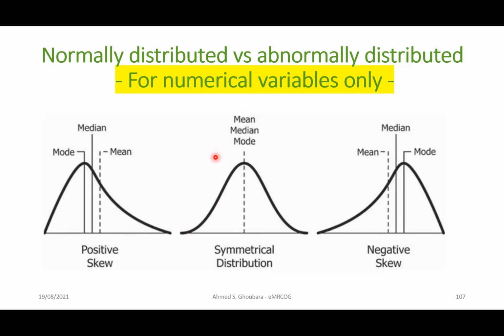If the curve looks like this, so we're perfect. We say that we're normally distributed. By meaning normally distributed, we can use the mean to test the difference between the groups. We call this normally distributed observations.